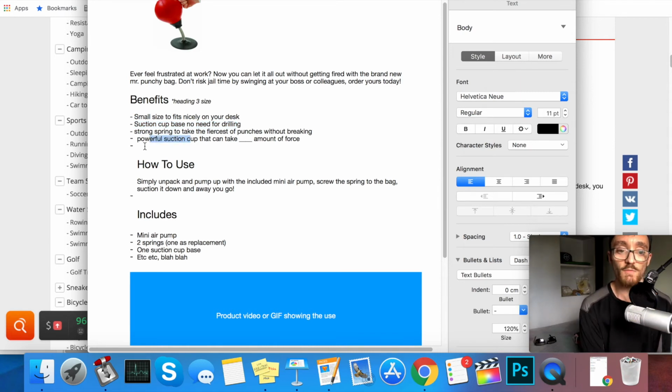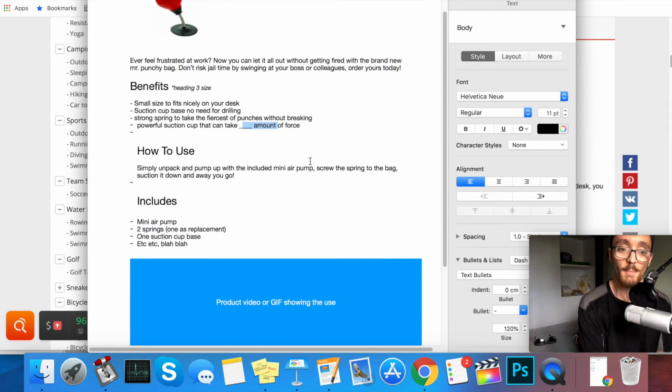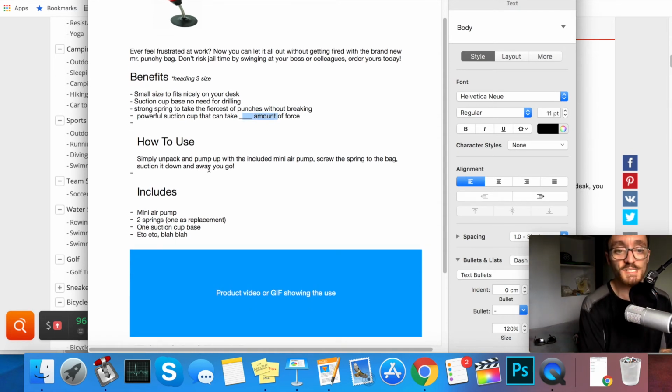So you might go over and address that in one of the benefits, because now they understand that the suction cup is strong and it'll take a certain amount of force against it without popping off. And you want to have a how to use section. This might not be the best example of a how to use product, but I just want to write an example here. So you tell them, you simply unpack and you mention that it includes a mini air pump.